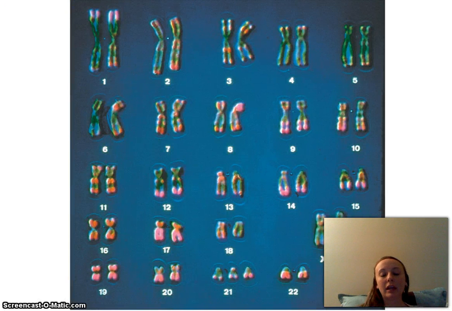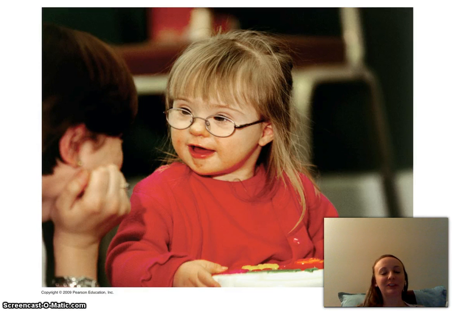So here again is this human karyotype blown up for you. Notice how all these homologous chromosomes are the same length, and they're dyed to show the different loci. And then here's a cute little picture of a little girl with Down syndrome.